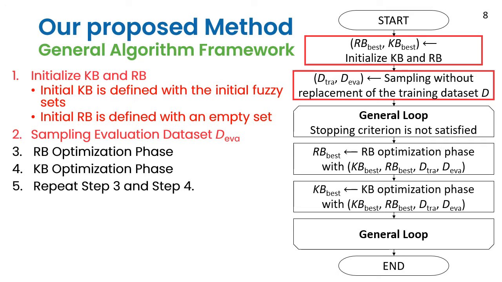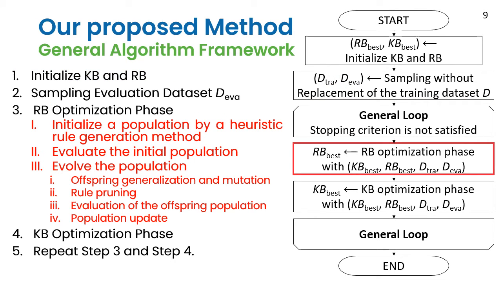This is a flowchart of the proposed general framework. First, initialize the knowledge base by the initial fuzzy sets, and the rule base is initialized as an empty set. Then, a learning data set and an evaluation data set are sampled without replacement from the training data set. After that, the rule-based optimization phase is first performed. In this phase, a genetic algorithm is used to optimize a set of fuzzy if-then rules.